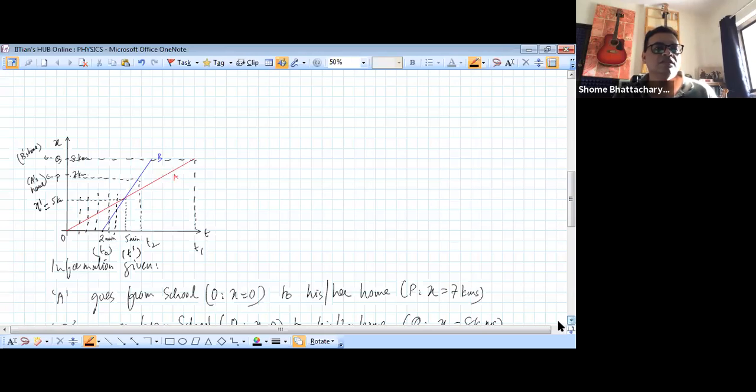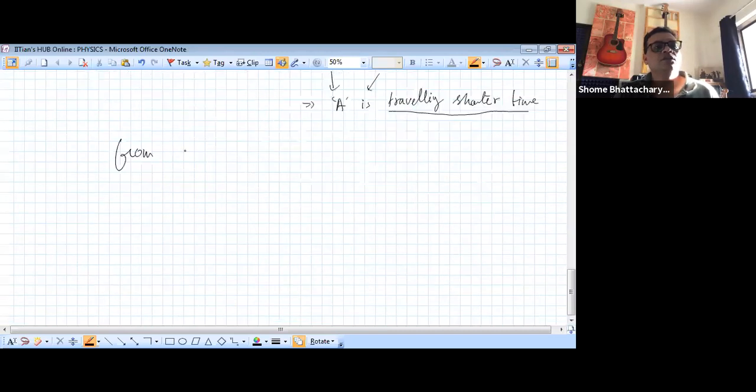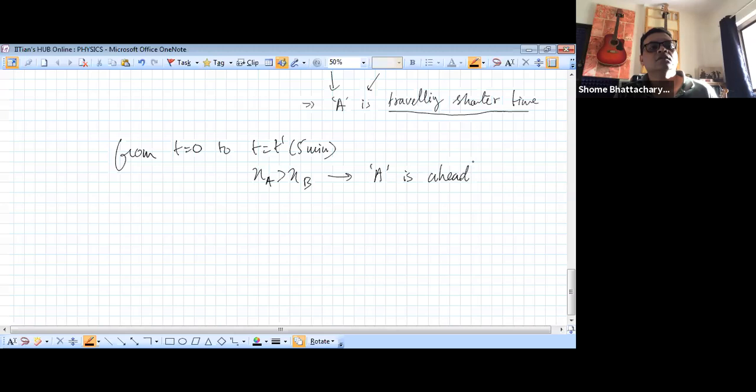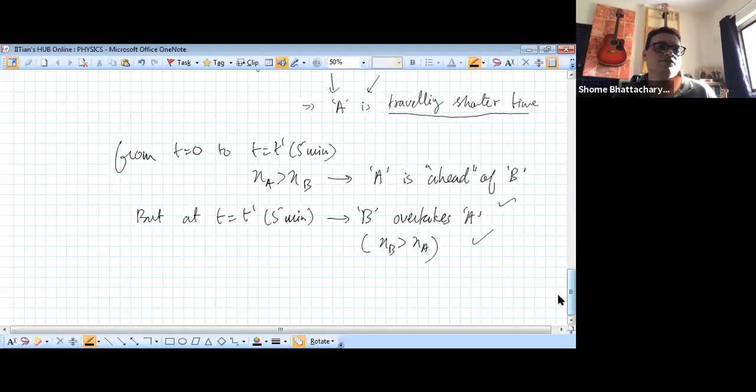So the third thing we can see from the graph is from T equal to 0 to T equal to T prime, which I have taken in my graph as 5 minutes, the x coordinate of A is greater than the x coordinate of B. So that means A is ahead of B. But at T equal to T prime, which I have taken as 5 minutes, what happens? B overtakes, because the x coordinate of B becomes greater than the x coordinate of A. So that is the other thing. So all this information we are getting from this graph.